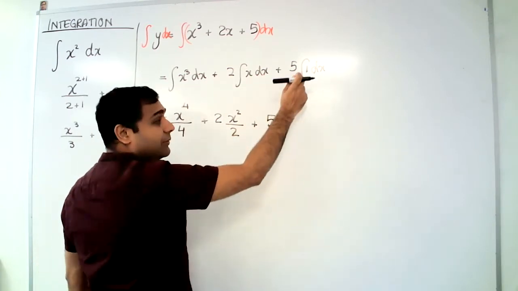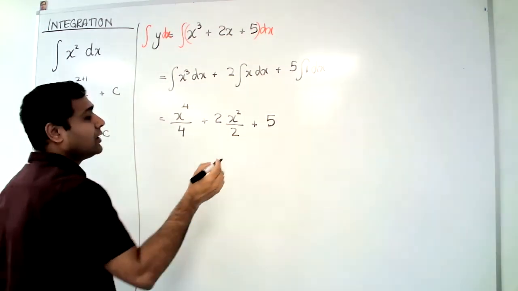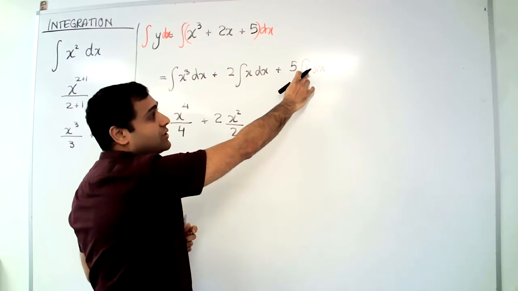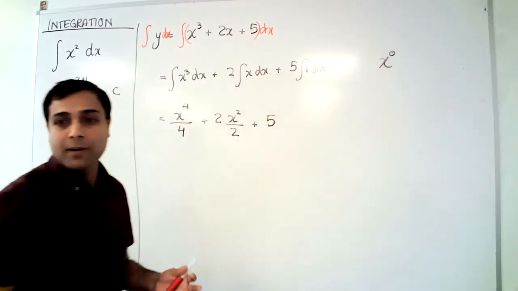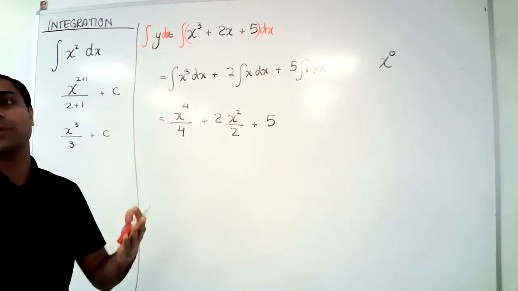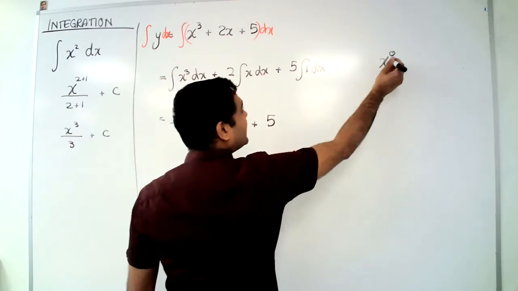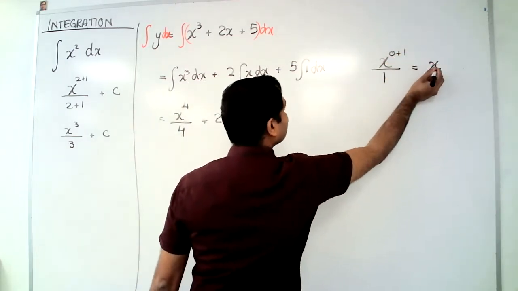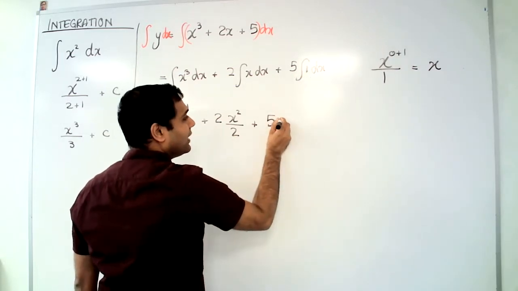Okay. And remember, integration of 1 is just an x. The reason it's an x is because in reality, it's not a 1. It is x to the power 0. X to the power 0 is actually 1. Anything to the power 0 is 1 except 0 to the power 0. So what happens is you do plus 1 over 1, which will just become x. So when you're integrating the 1, it's an x.